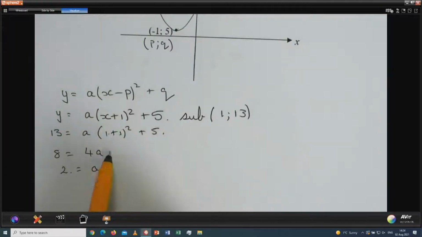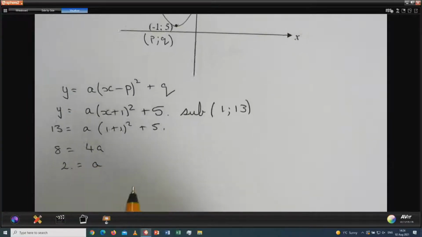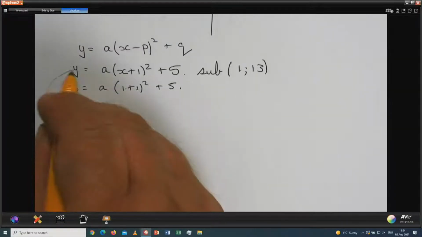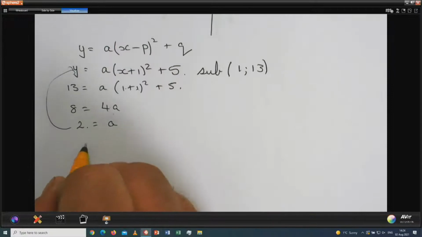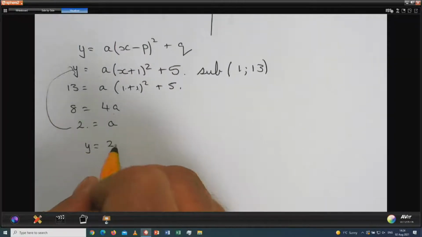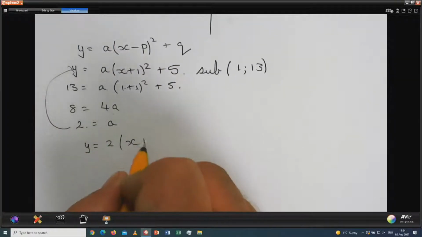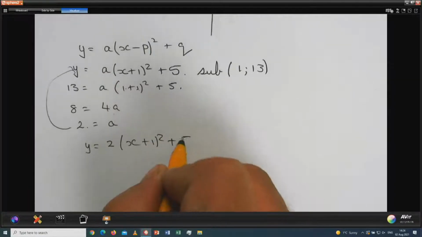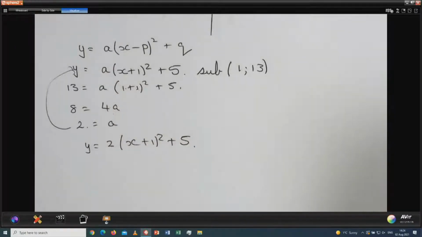So we substituted x equal to 1, y equal to 13. 1 plus 1 is 2, squared is 4, times a is 4a. 13 minus 5 is 8, and you solve for a. Then you put a back into the equation with the turning point. So y is equal to 2(x plus 1) squared plus 5. You can leave it in that form.